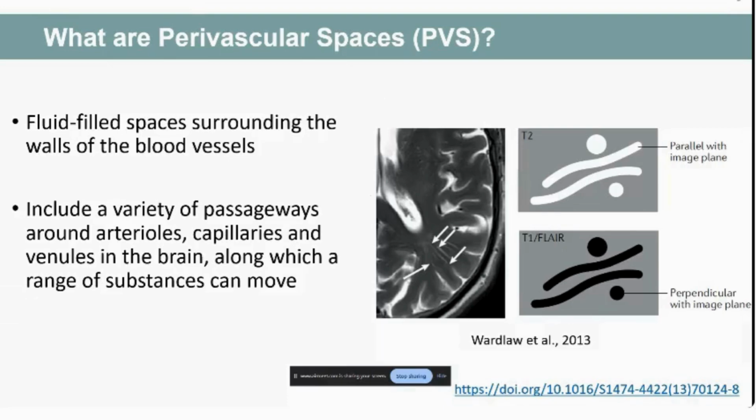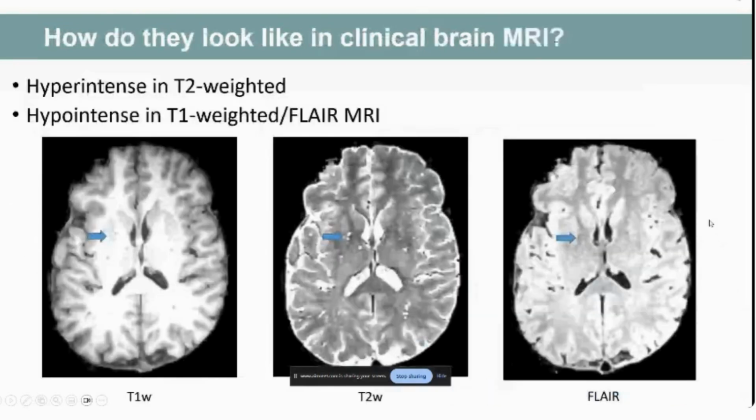So first of all, perivascular spaces are fluid-filled spaces surrounding the walls of the blood vessels. These include a variety of pathways around arterioles, capillaries, and venules in the brain, along which a range of substances can move. It's related to the lymphatic system, which is a hot topic at the moment in brain MRI. They are bright in T2 weighted images, and they are hypointense in T1 and FLAIR. And we have some more examples here.